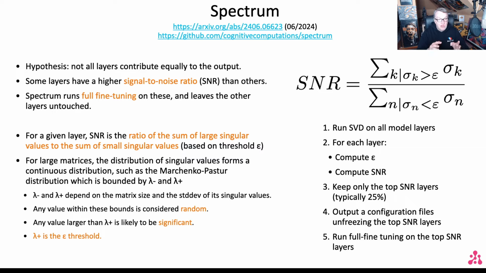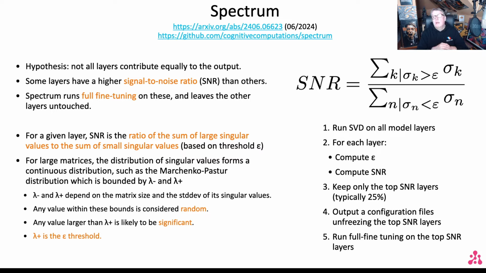Any value that is larger than lambda plus is outside of the distribution, to the right, I guess. And so it's likely to be significant. Anything between lambda minus and lambda plus is considered random or usual stuff. That's my math definition of it. Anything far to the right, higher than lambda plus, is a signal. It's a high value, it contributes heavily to the output, we should keep it.